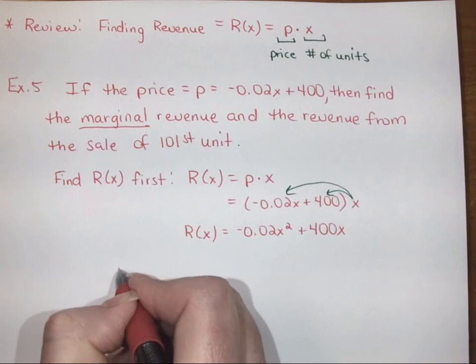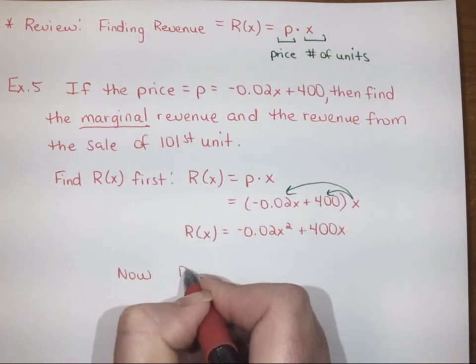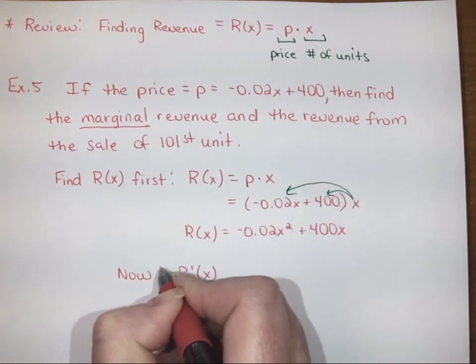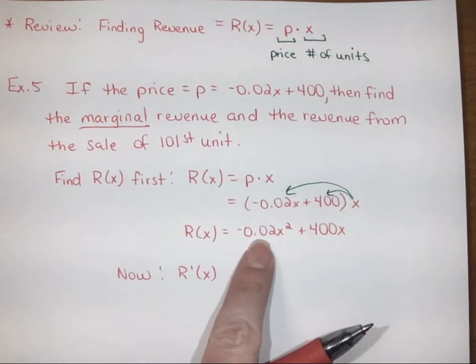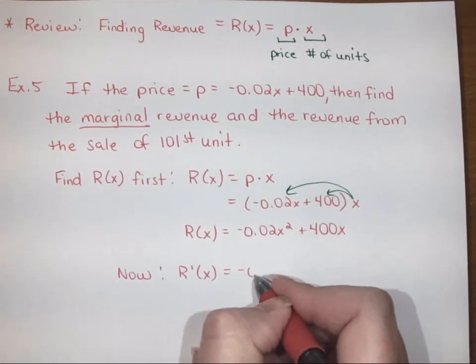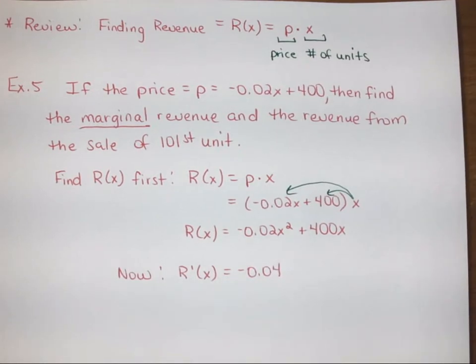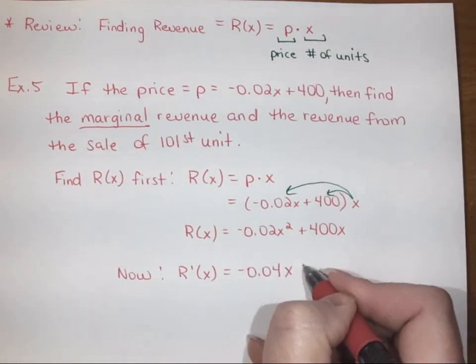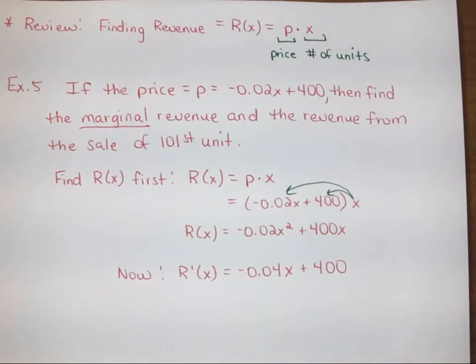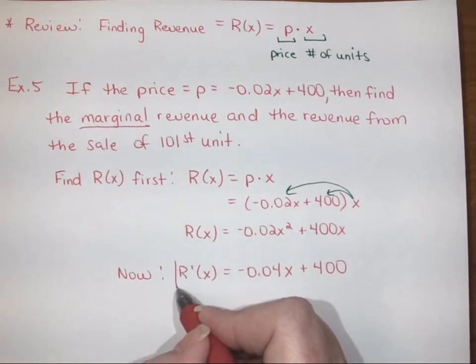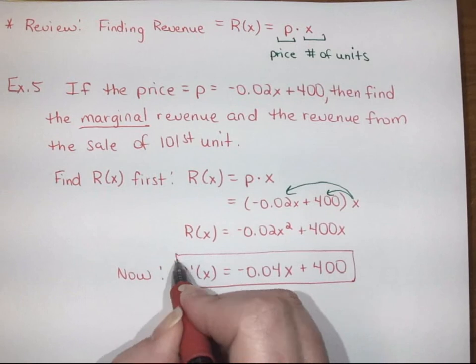But now I'm free to find what the problem really asked, which was that I need to find the derivative of what I just found, okay? So the derivative, if you move the 2 to the front, you will get negative 0.04x plus 400. Notice I moved the powers to the front. I subtracted 1 from the powers. Okay, so this is something I was asked to find, right? The derivative.